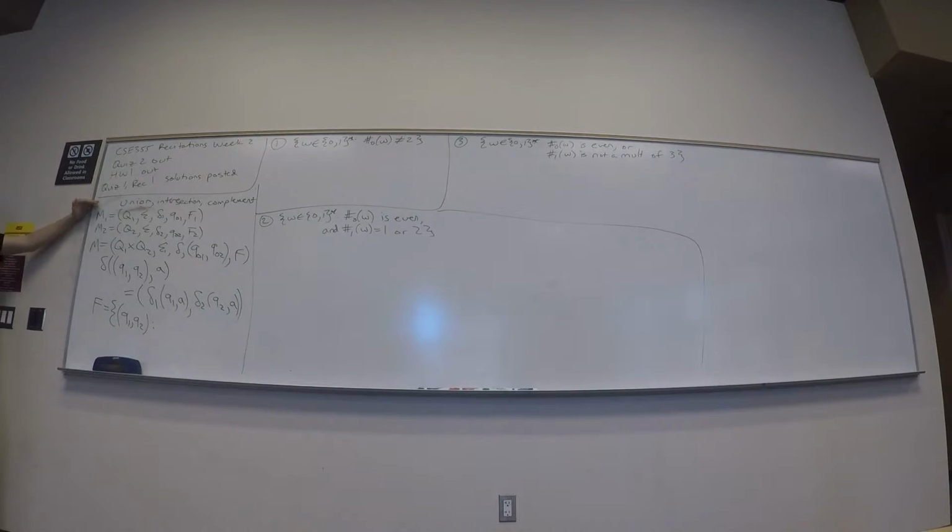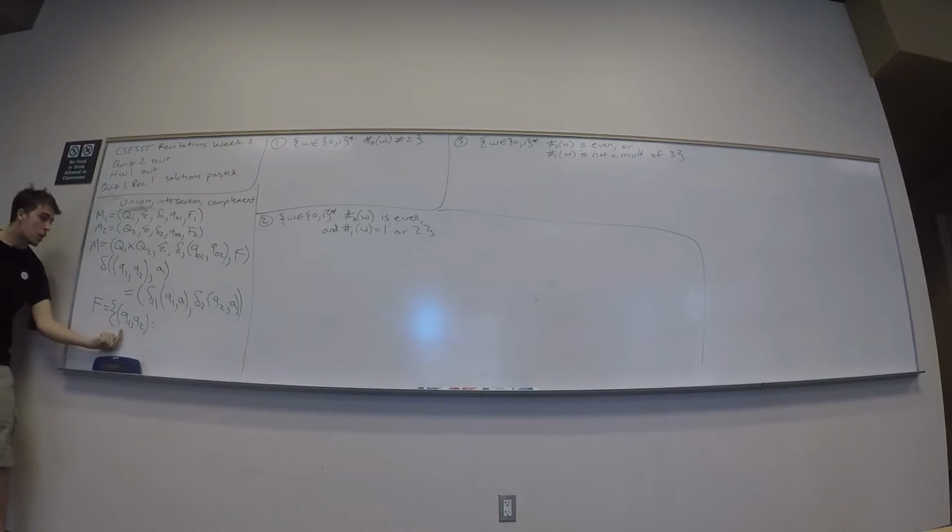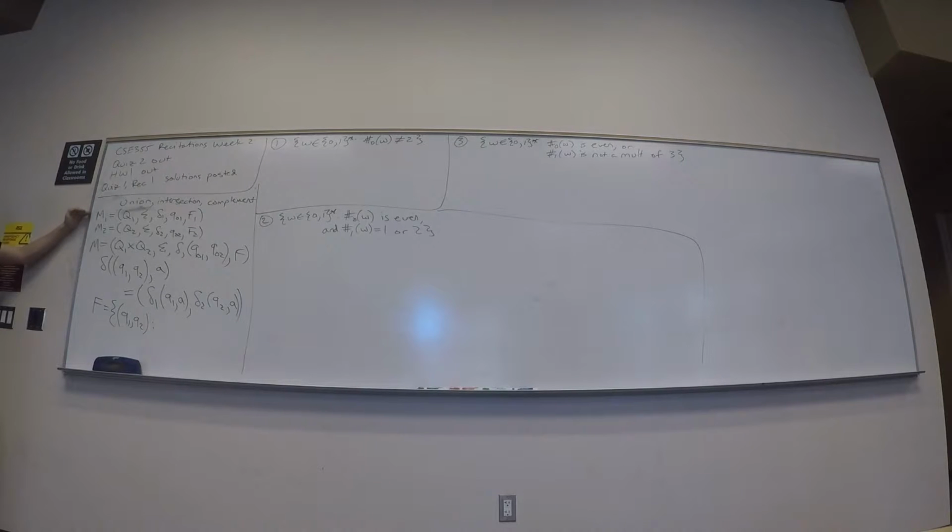So let's suppose I'm doing union. What has to be true of Q1 and Q2 in order for it to be a final state of this new machine? Well, if Q1 was a final state, would this automatically make it a final state? Yes, because I would have accepted in the first machine. Since I'm doing union, I don't care what the second machine did, as long as I accepted in the first machine.